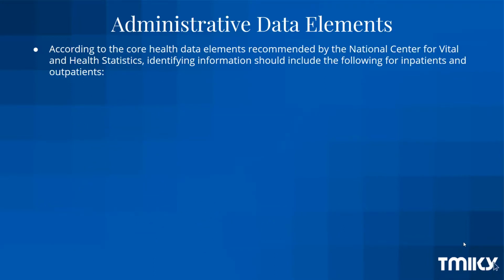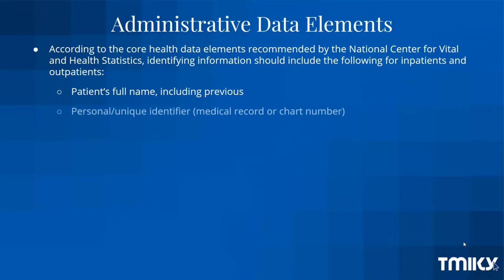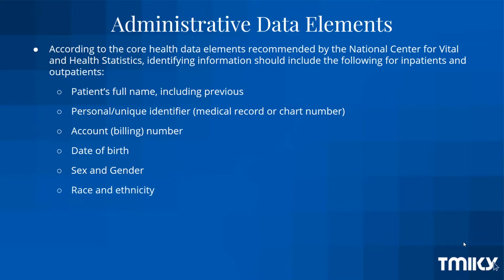According to the core health data elements recommended by the National Committee on Vital and Health Statistics, identifying information should include the following for inpatients and outpatients: the patient's full name, including any previous names, personal or unique identifier, such as the medical record or chart number, account or billing number, the date of birth, the sex and gender, the race and ethnicity, the residence or the address, the occupation and employer, and the type of encounter.